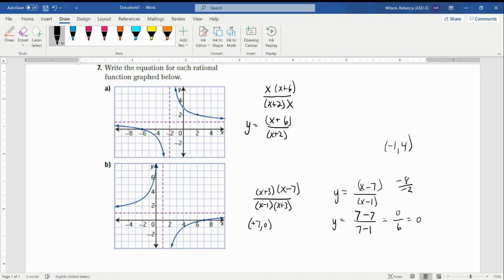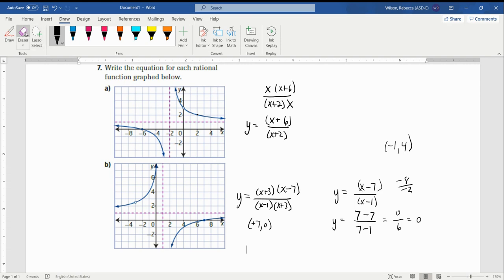So my simplified expression would have been x minus 7 over x minus 1, which means my original equation, when I take into account what would have canceled, is x plus 3 bracket x minus 7 over x minus 1, x plus 3. That's it. If you really want to take it a step further, you could FOIL those out and write them in standard form on the top and the bottom, but factored form is fine.